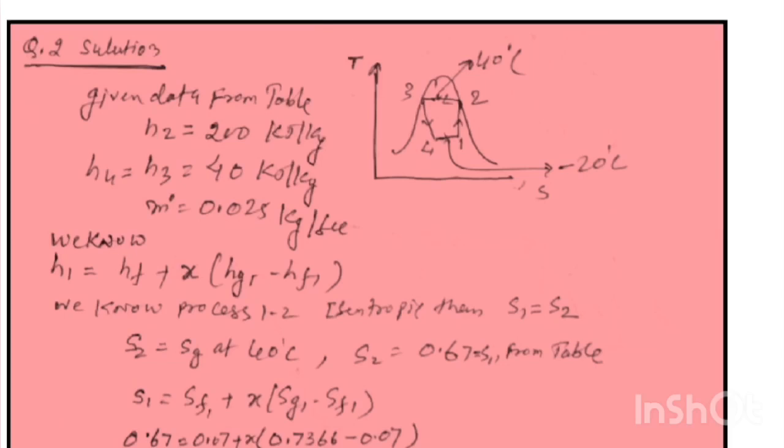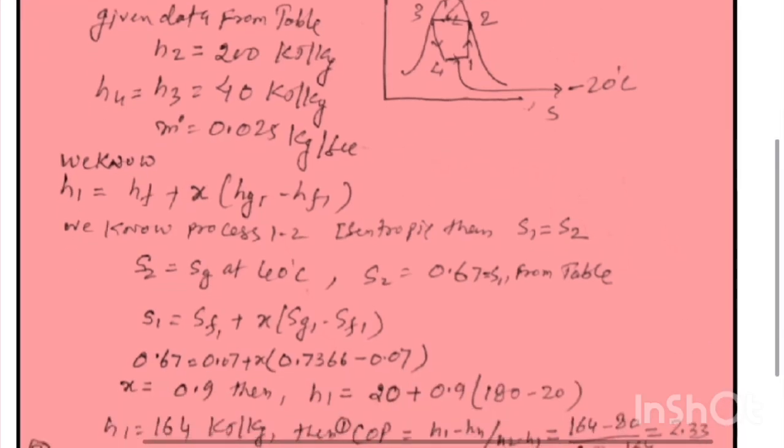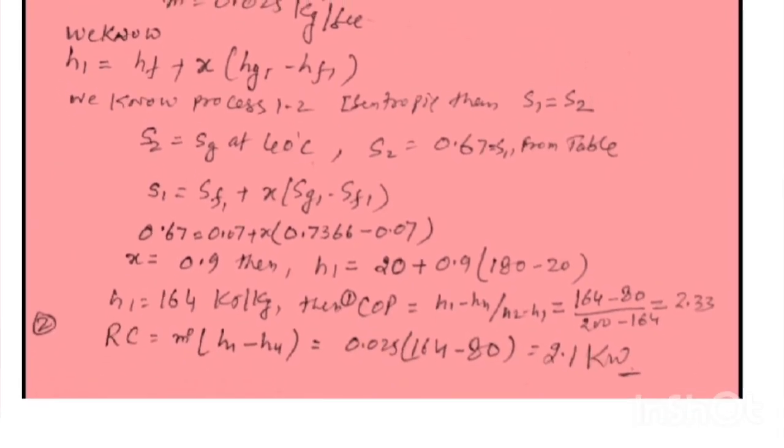Okay. But here it is the wet condition, so this numerical is in the wet vapor compression type. Okay. So here the given data is S2 equal to 200, S3 equal to 40 kilojoule per kg, and the mass flow rate is also given. We know the enthalpy equation H1 equal to Hf plus X times (Hg1 minus Hf1). Then we can find out the enthalpy. But first we need to find out X, the dryness fraction. So with the help of the equation S1 equal to Sf plus X times (Sg1 minus Sf), we can find out X, which comes to 0.9.